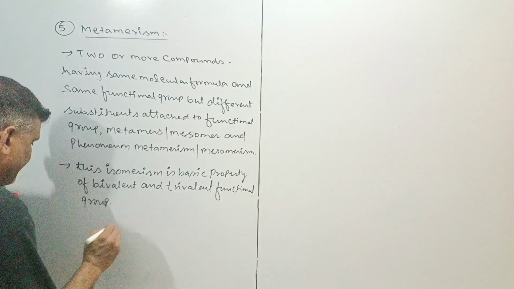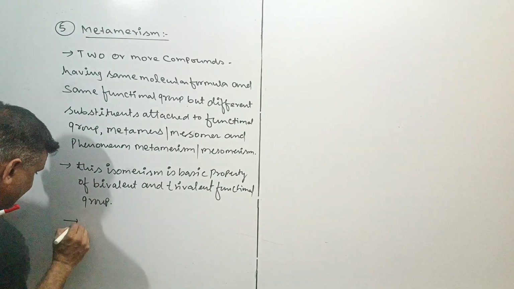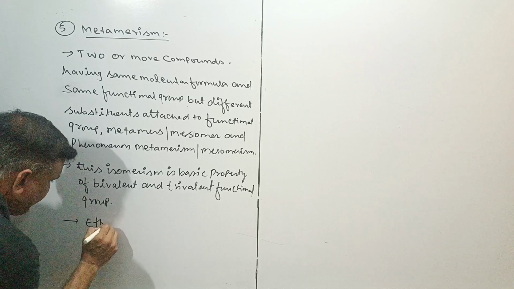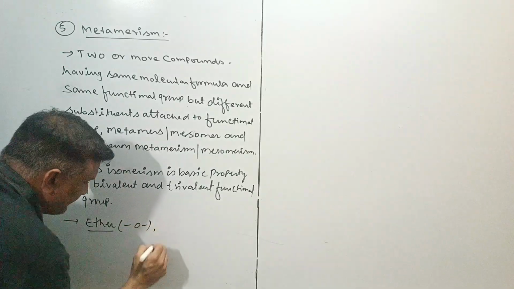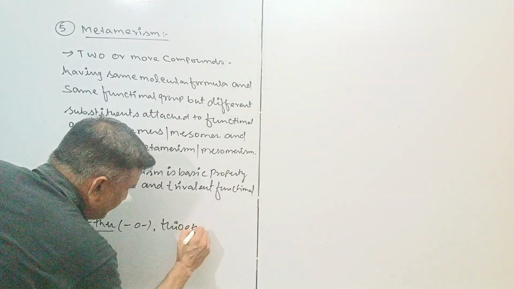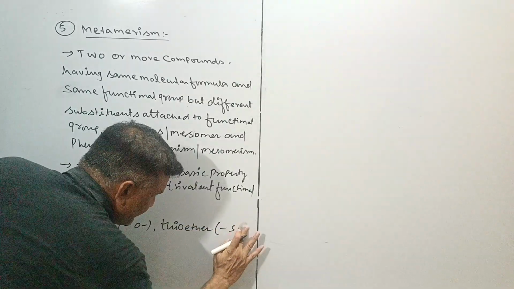If I go with an example, we can take as an example ether, which has two valencies like this. Thioether, this is thioether, again has two valencies like this.